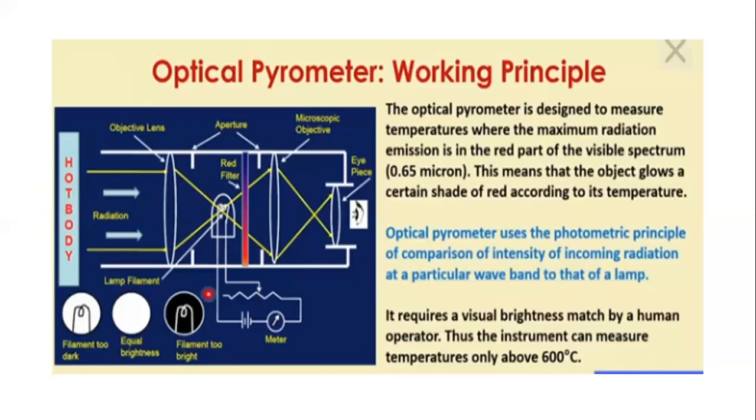So we can convert the temperature into a current by using an optical pyrometer. That means without any physical contact with the hot body, we can produce a corresponding current, a proportional current with that temperature medium. Okay.